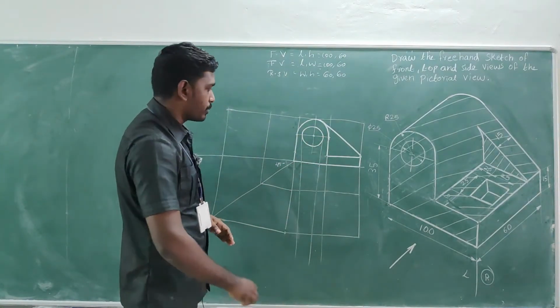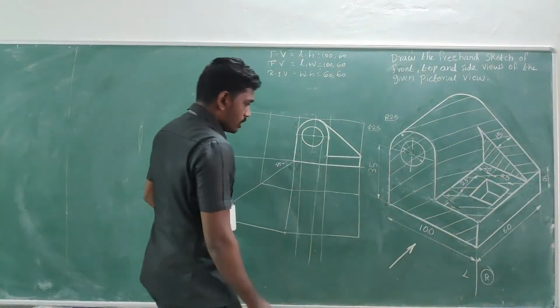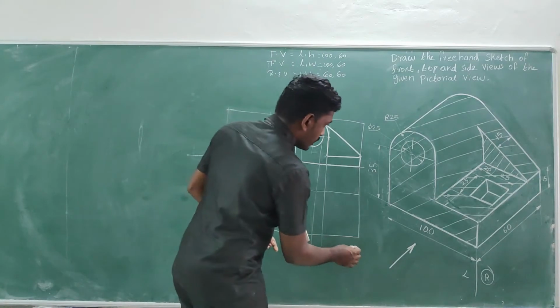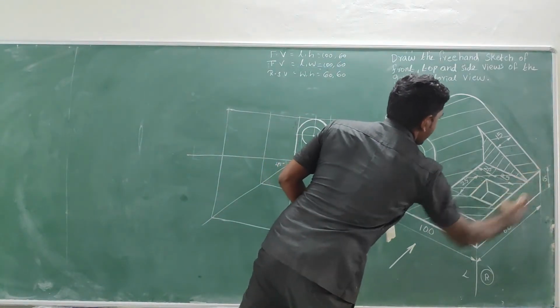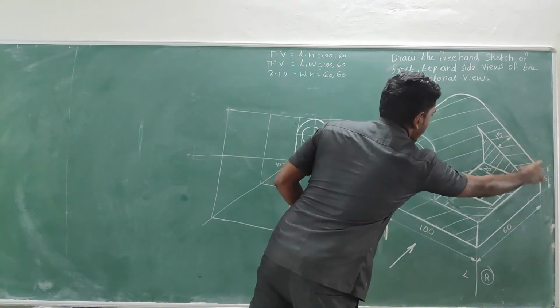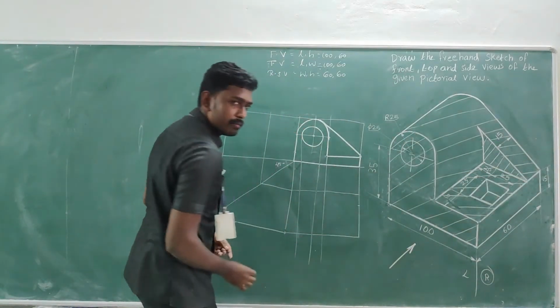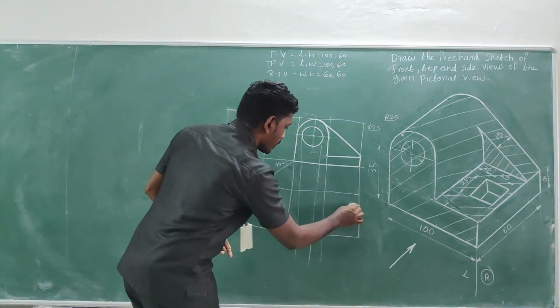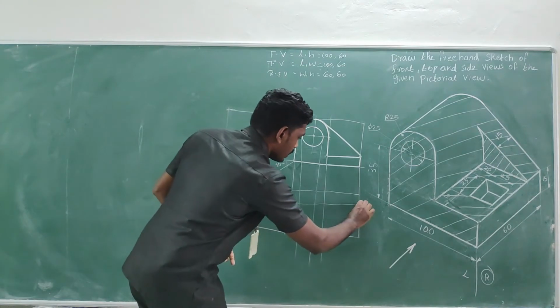So like this, take the projectors. Now the base, so here is the base. So what about the measurement? This is with the measurement 15 mm, am I right? So from this end, take 15 mm, go for a horizontal line, right?